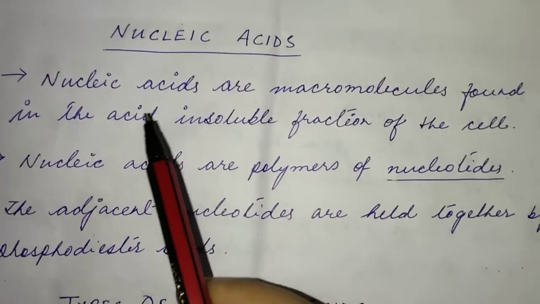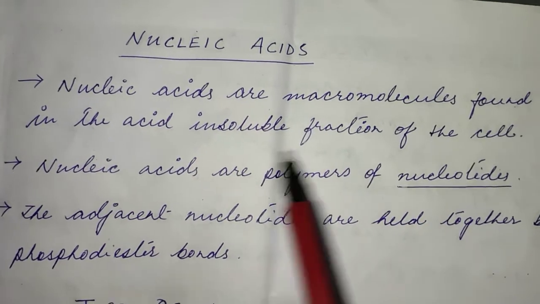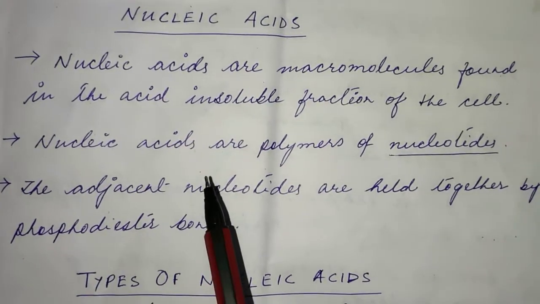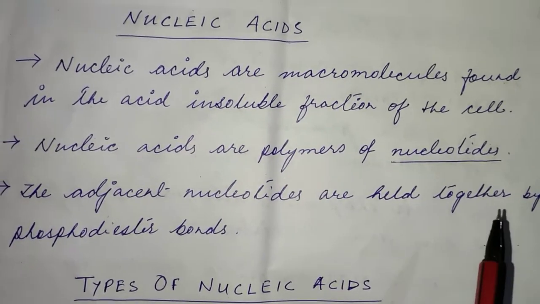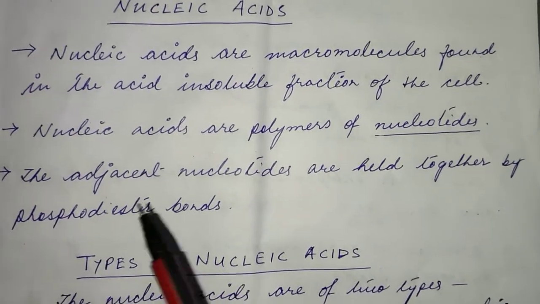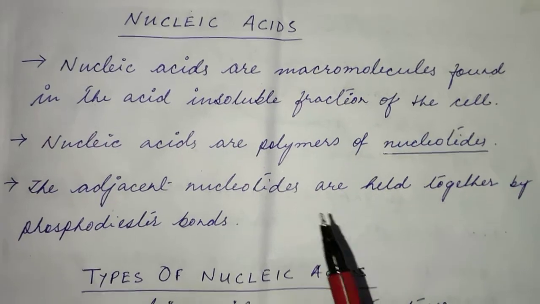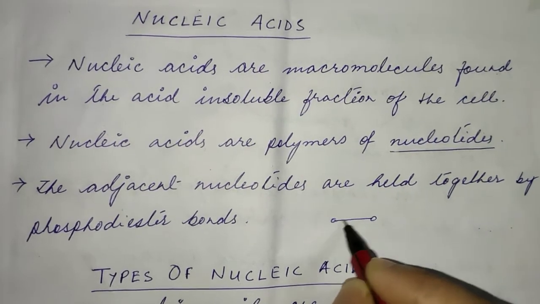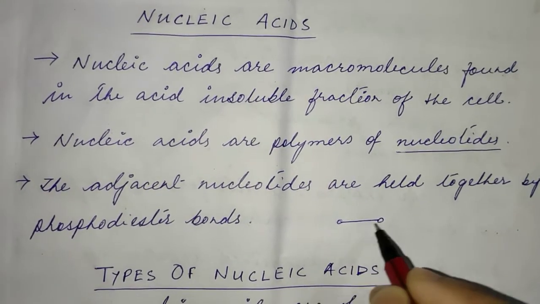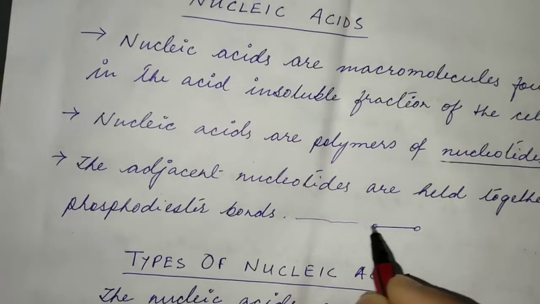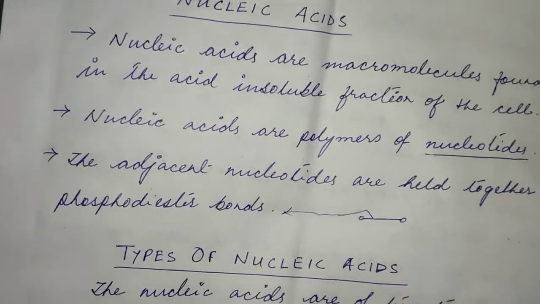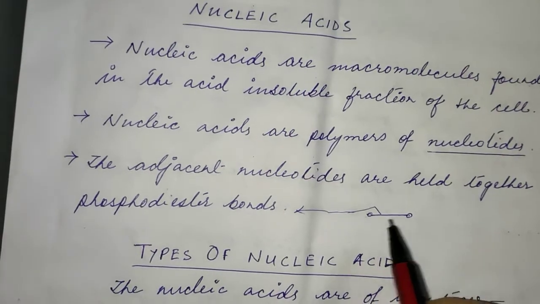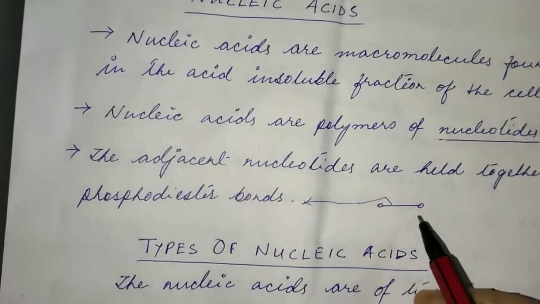So nucleic acids are macromolecules found in the acid insoluble fraction of the cell. Nucleic acids are polymers, and their monomer is the nucleotide. So in this nucleic acid polymer, two adjacent nucleotides are held together by a particular bond, and this bond is known as phosphodiester bond. Okay, so here these two adjacent nucleotides are held together by a phosphodiester bond.